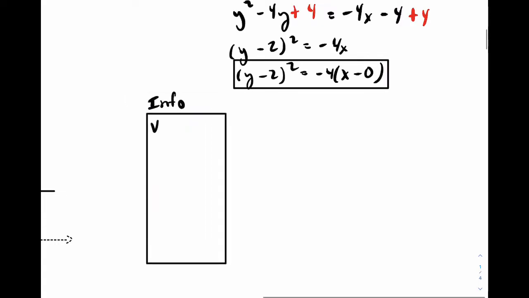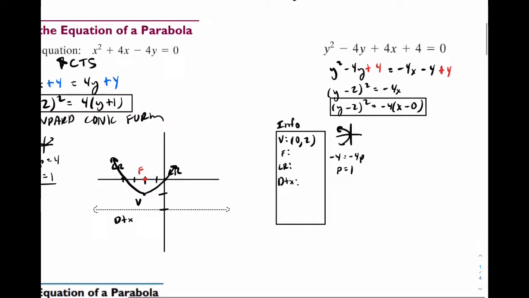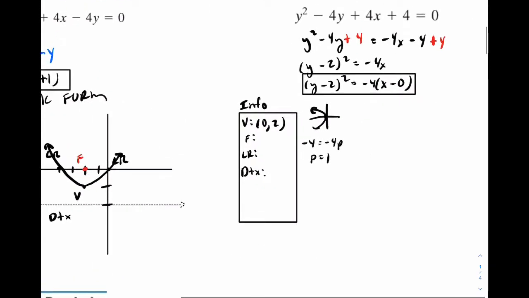So I have my vertex, I know, would be 0, 2. My focus, we don't know yet. LR, don't know. Directrix, don't know yet. But our mental picture, this is y squared negative, which means in our mind we're thinking, okay, this should be opening to the left. And I can see that I have a negative 4 there, so negative 4 should equal negative 4p, so p should be 1. Okay, with that, I can figure everything out.